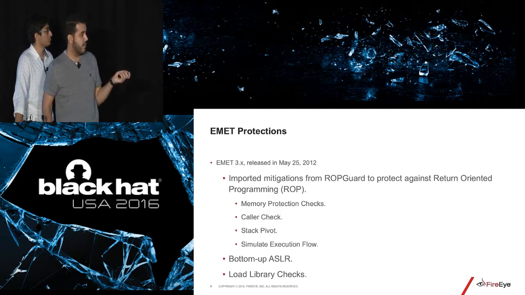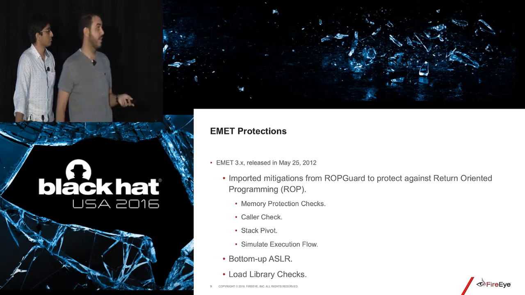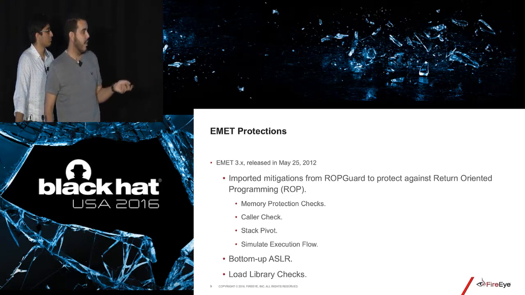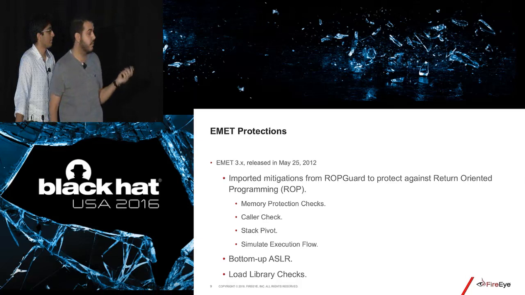And it has another feature, which is the simulate execution flow. When it returns from a critical Windows API, it manipulates the ESP, the stack register, and it will simulate and see if this is a context of ROP gadgets, to detect if it's a ROP attack. Also, it adds more randomization for bottom-up allocations through bottom-up ASLR, for allocations like heap and stack. Also, it adds additional checks on the LoadLibrary API, so it prevents loading libraries through the network through universal naming convention paths.